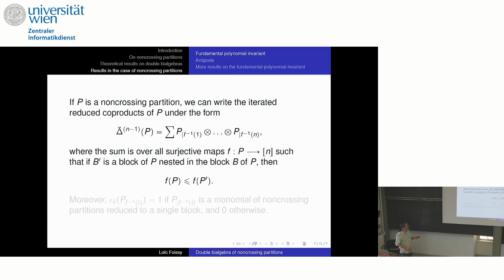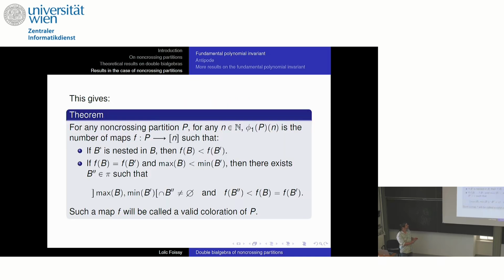For the reduced iterated coproduct, you just kill the empty monomials. So you replace all F by surjective F. And then you apply the co-unit on all these parts. And the co-unit is 1 if this is a monomial of non-crossing partition with a single block and 0 otherwise. So this gives you an interpretation of a fundamental invariant for non-crossing partition.